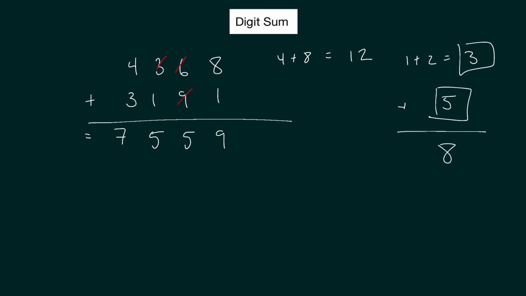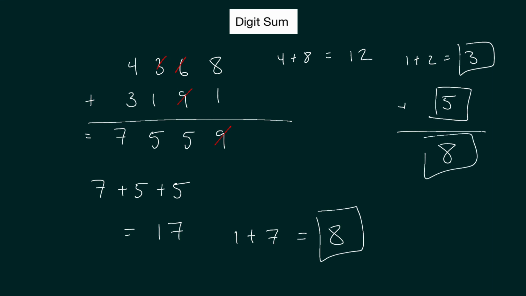Let's see. If we cross out this 9 here, we're left with a 7 plus 5 plus 5. That's 10 and 7, which equals 17. And 1 plus 7 equals 8. So see, these two digit sums check out. This is how you can use digit sums and digital roots to check your answers.